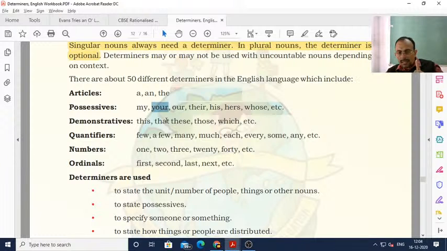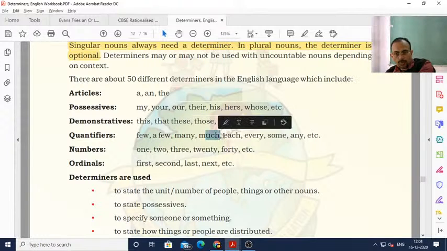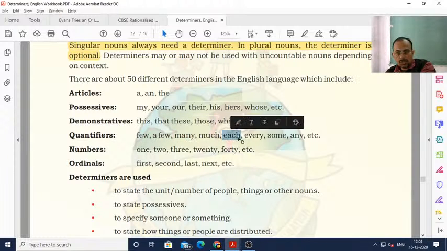Demonstratives are the words that demonstrate something, like this, that, these, those, etc. Next, quantifiers: few, a few, many, much, each, every, some, any, etc. They are called quantifiers, which show quantity. They are called quantifiers because they quantify something.